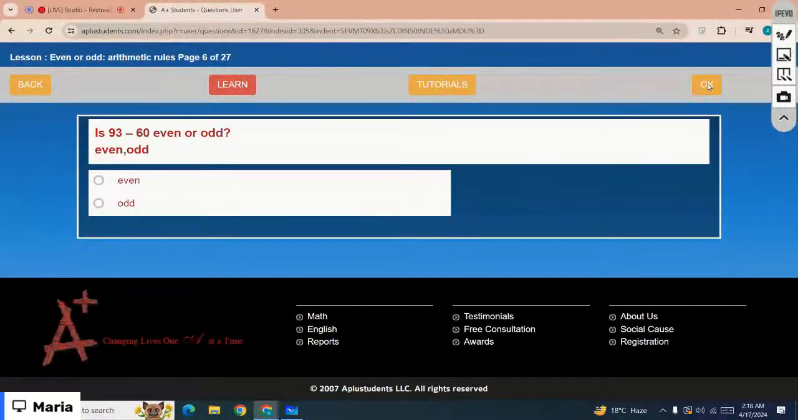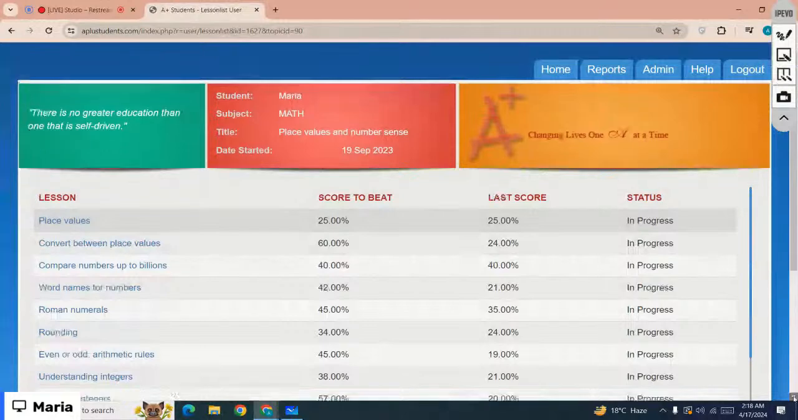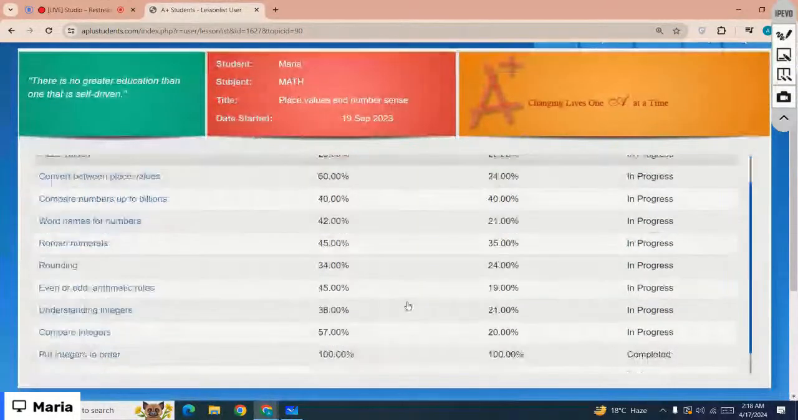The correct option is odd. It is. Okay, you can complete the lesson by yourself later today. Let me just move on to the next lesson. And the next lesson is understanding integers. So we're going to learn what the integers are.